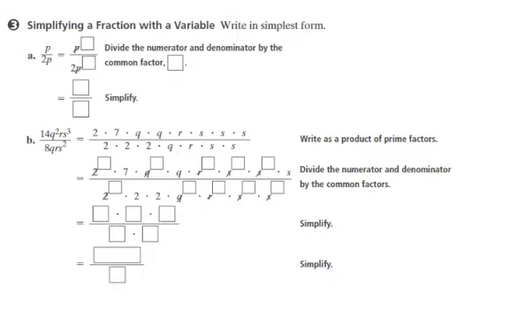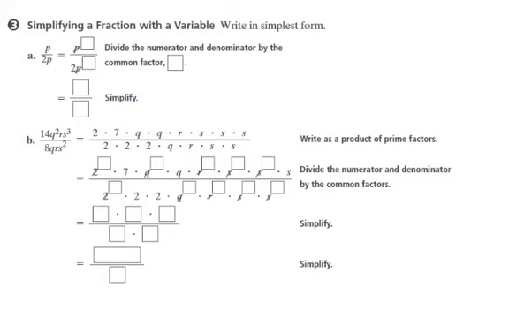Up until now, everything's been review. Now we're going to be simplifying a fraction with a variable. We have to write it in simplest form. We have p over 2p. Well, we can cancel things out that are the same on the top and the bottom. We have a p on the top and we have a p on the bottom.